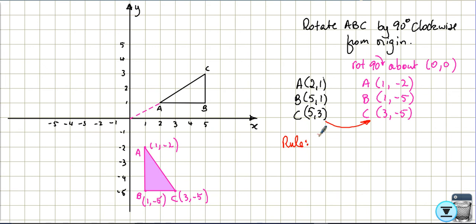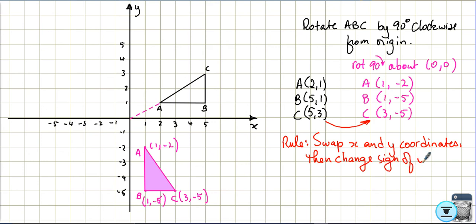So the rule is swap x and y coordinates, then change the sign of the y coordinate. So that is our first rule. It's very important, okay? If you remember the rule, then you can work out any problem without any difficulty.